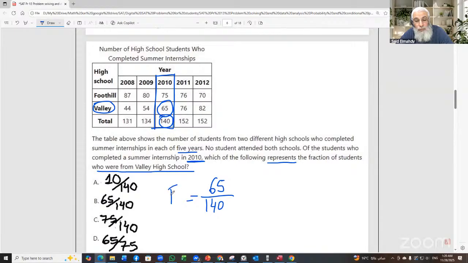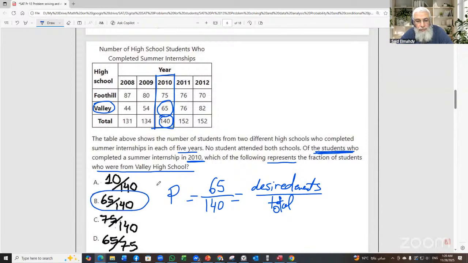So this is probability. Probability is always the number of desired events divided by total events. The desired events here are students from Valley High School, and the total events are the whole students. So 65 over 140.